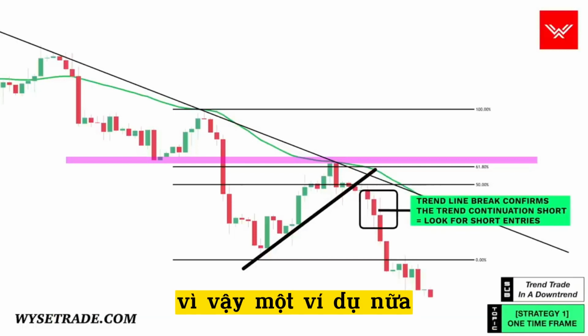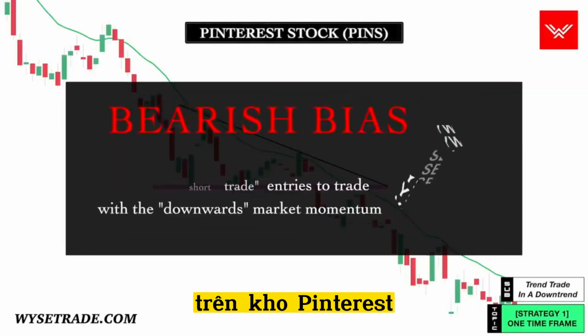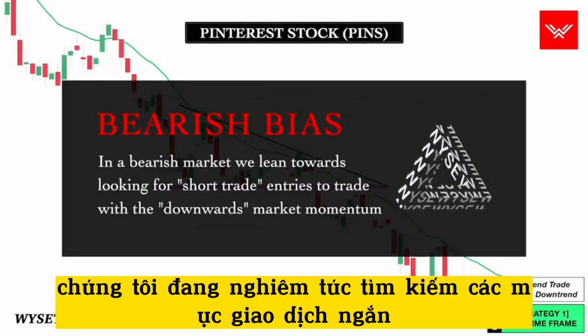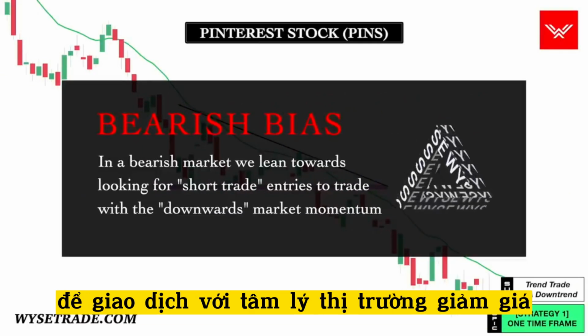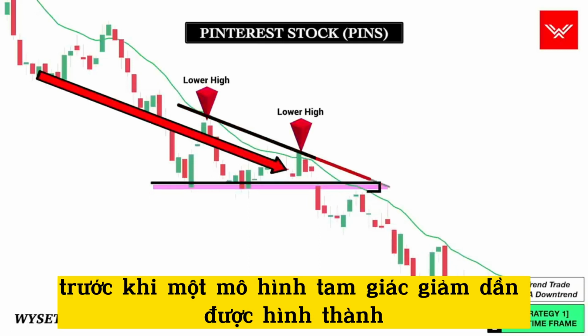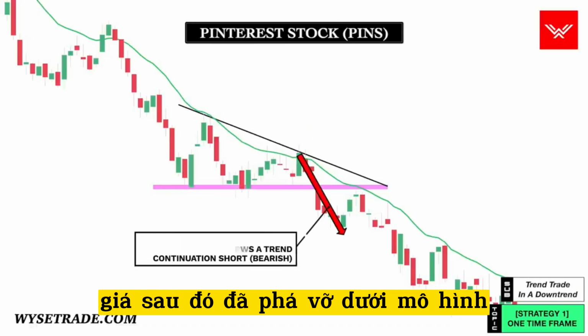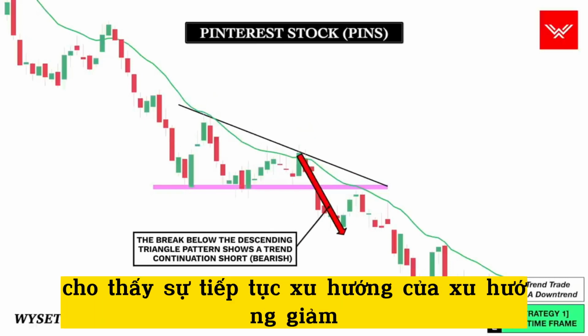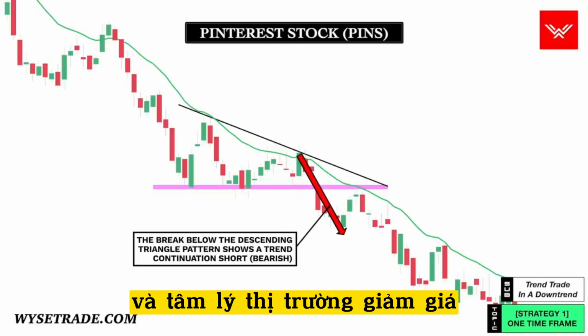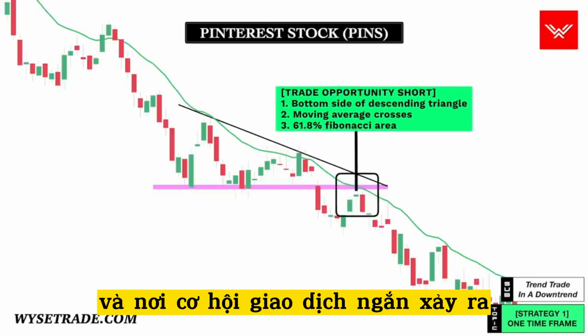So, one more example. This was a short trade entry on the Pinterest stock. During the recent market decline, we were strictly looking for short trade entries to trade with the bearish market sentiment. So you had your moving downtrend through the lower highs before a descending triangle pattern formed. Price then broke below the pattern, showing a trend continuation of the downtrend and bearish market sentiment. This here was your area of confluence and where the trade opportunity short occurred.